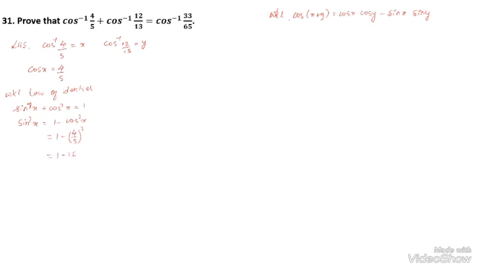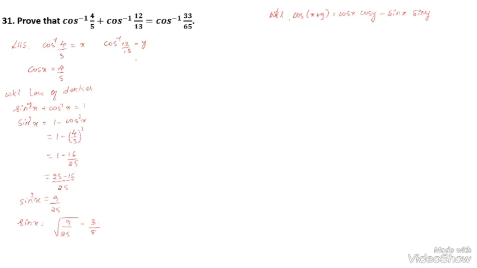1 minus 16 divided by 25. So I can take the LCM. It becomes 25 minus 16 divided by 25. This is 25 minus 16, 9 by 25. Here we have sin square x, and we want sin x only. That's why I take the root here of 9 by 25. The square root of 9 by 25, 9 can be written as 3 squared and 25 as 5 squared, so 3 by 5 is the value of sin x.